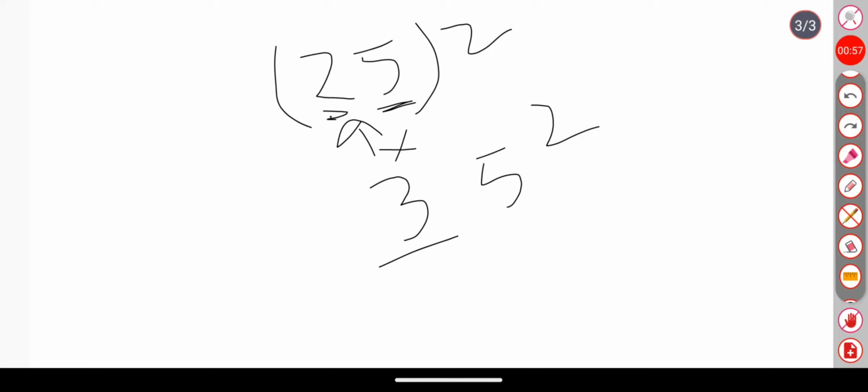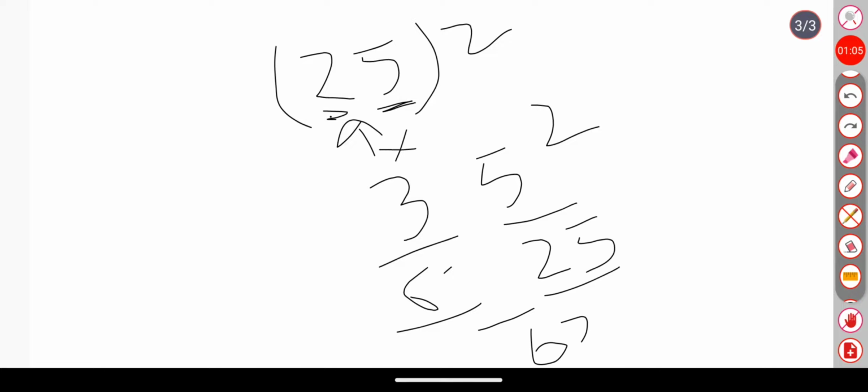Okay, so this number 3 should be multiplied with this 2. So the resultant is 6. And the resultant of this 5 square is 25. So if we combine this, it becomes 625. So 625 is the answer to this question. Using this, we can find the shortcut. This is the technique to find the shortcut of 25 square.